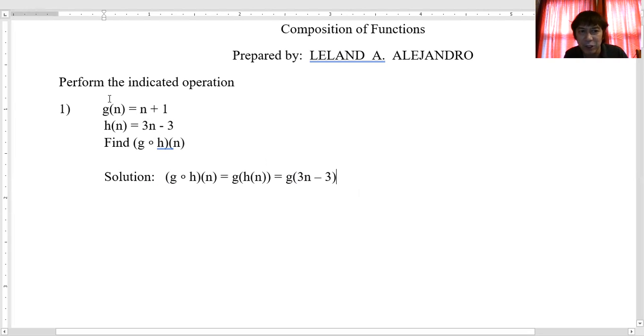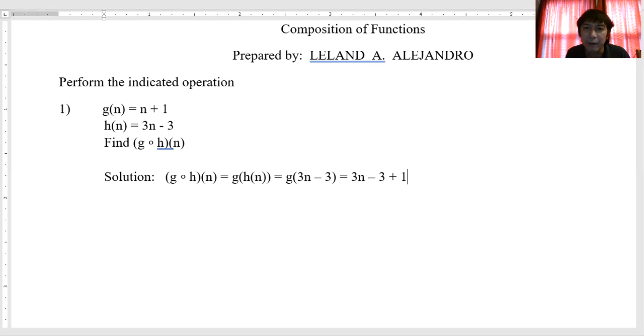Now the g function is here, g of n. This g of 3n minus 3 means 3n minus 3 can now be placed into that n, and wherever you see the n in the equation, it will be replaced by 3n minus 3. Imagine 3n minus 3 replacing the n here. That means this n here will also become 3n minus 3, and you don't forget the plus 1. So this will be followed by the plus 1, and this will become the new rule.